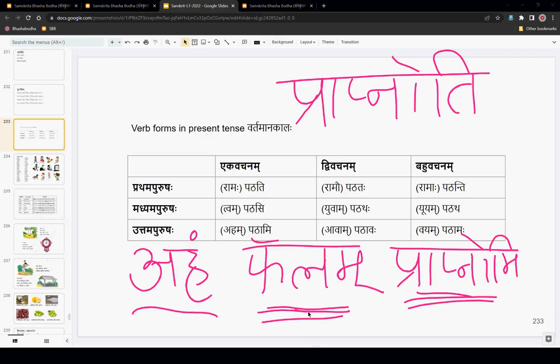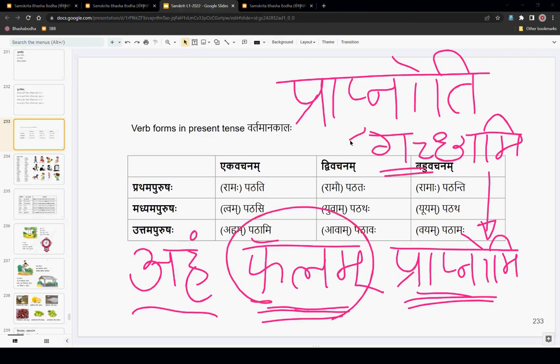So I'm taking this example just to illustrate the Gacchami also. Gacchami also you should consider, think. Something like Prapnomi, obtain. Gacchami, once you go, what are you getting? What are you obtaining? What are you reaching? So in that way you should think. So that comes in the Dvitiya Vibhakti, what you are reaching after the Gamana Kriya.